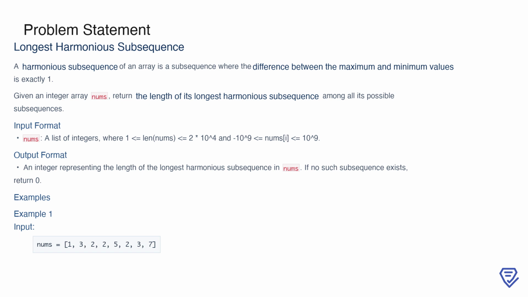The input is an integer array, where the length can range from 1 to 20,000, and the values can range from -1 billion to +1 billion. The output will be a single integer that represents the length of the longest harmonious subsequence. If no harmonious subsequence exists, the output should be 0. Let's explore some examples to understand this definition and the problem more clearly.